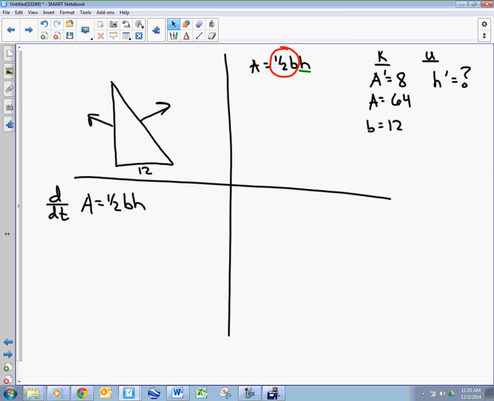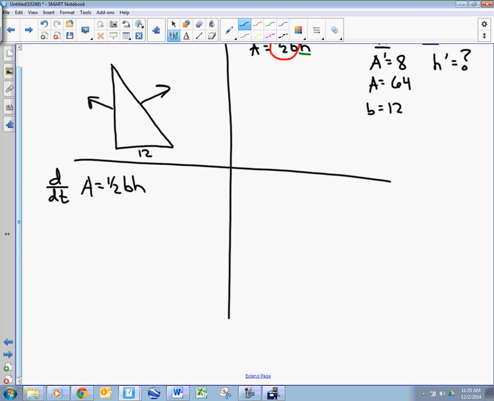So I have 2 functions. I have the one that's red, the one that's green. Let's use the product rule. What's the derivative of A? A prime. What is the derivative of 1/2 B? 1/2 B prime times H plus 1/2 B times, what's the derivative of H? H prime. Is everybody okay with that derivative? All right.